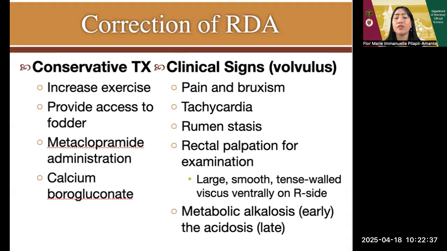Classical signs of RDA pertain to volvulus, wherein pain and bruxism, tachycardia, and rumen stasis can be observed. Rectal palpation should be done to examine the abdomen. Lastly, metabolic status would reveal alkalosis in the early stage, then changes to acidosis toward the late stage of the disorder.